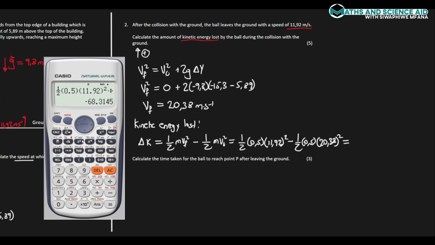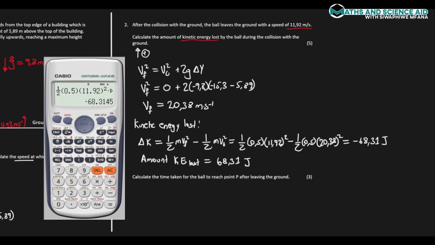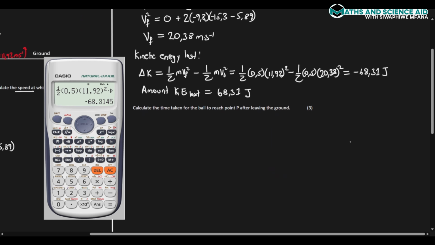So the answer is negative 68,31 joules, because this is kinetic energy. So this answer shows us that the amount of kinetic energy lost here is 68,31 joules. And here we got a negative simply because this is energy lost. So that negative sign makes sense here. Now let us move on to the next one.